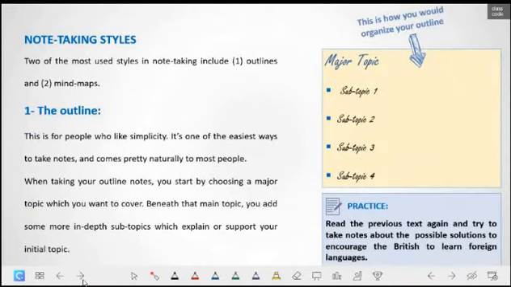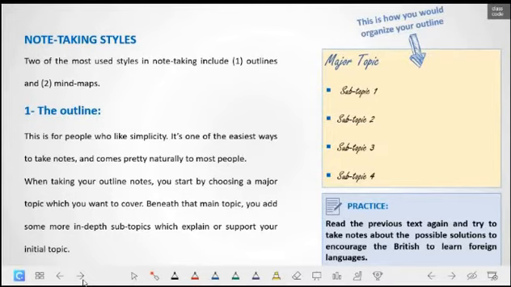Now, note-taking styles. Two of the most used styles in note-taking include, one, outlines, and the second one is called mind maps. So in this lesson, we have two note-taking styles. Number one, the outline. This is for people who like simplicity. It's one of the easiest ways to take notes and comes pretty naturally to most people.